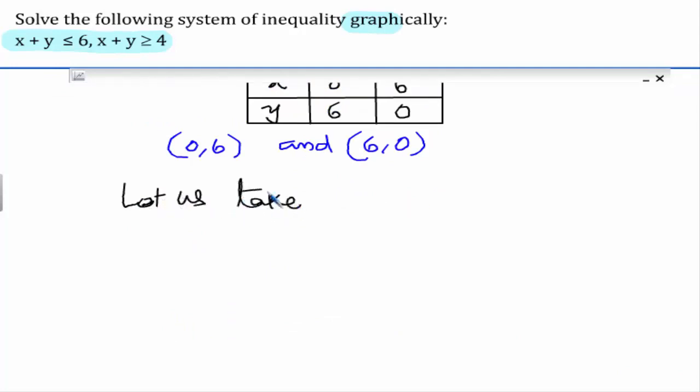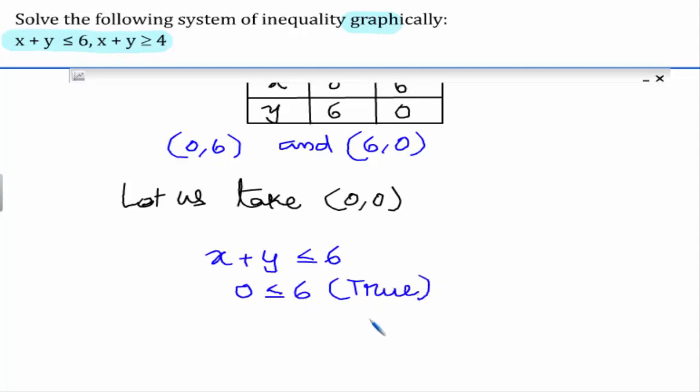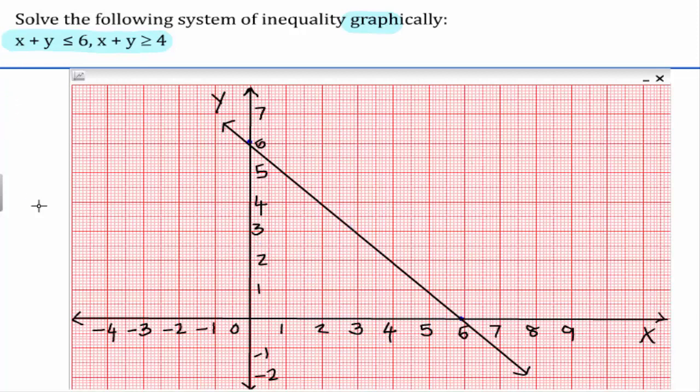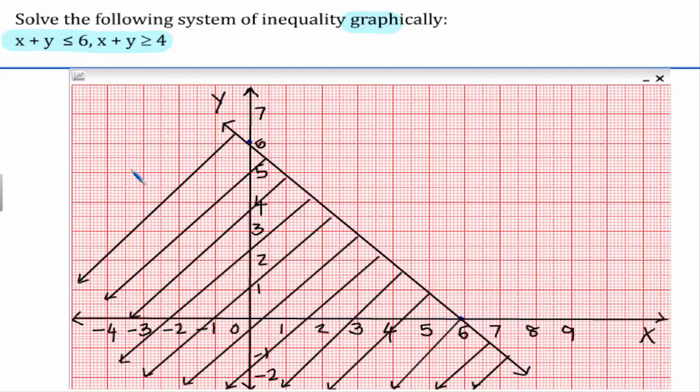Let us take the point origin and substitute into the inequality. The inequality is x plus y less than or equal to 6. If I substitute 0 and 0 in place of x and y, then I get 0 less than or equal to 6, which is a true statement. So therefore, the origin is included in the region. That means we have to draw the lines towards the origin. Now here is the region, which is the solution for the given inequality, which is x plus y less than or equal to 6.